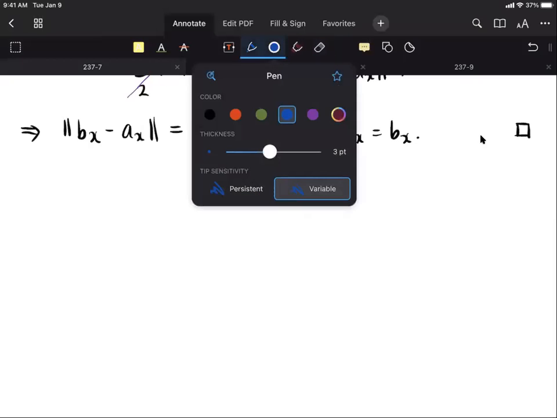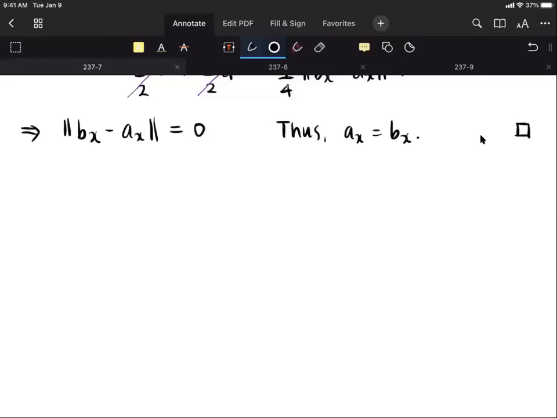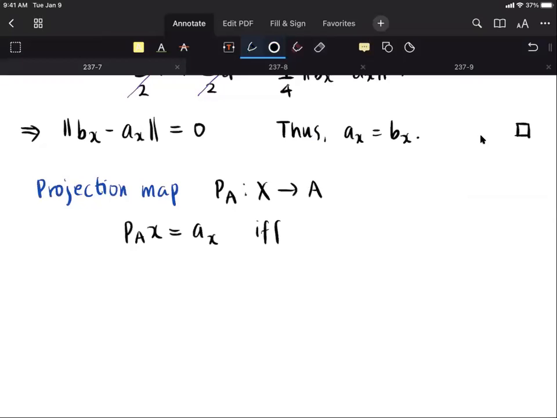So from this theorem, we define the so-called projection map, denoted by P sub A. So this P sub A of x, let's say, is equal to A sub x if and only if A sub x is closest to the point x.